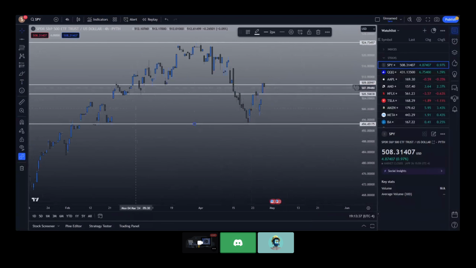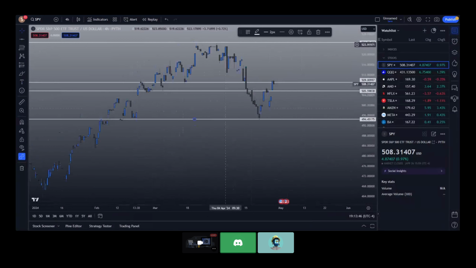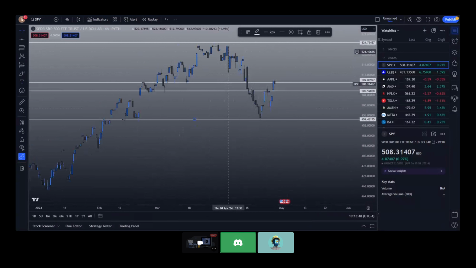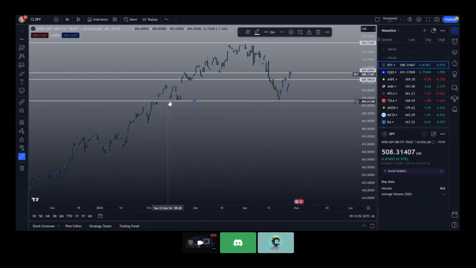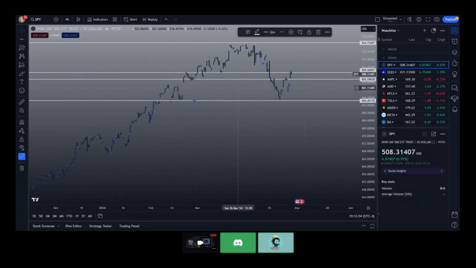Like right here, this line is a key level, just bringing more points up. And this one also, over here, must be a key level, but it won't really matter right now, because price is far from it. Price is at 508.